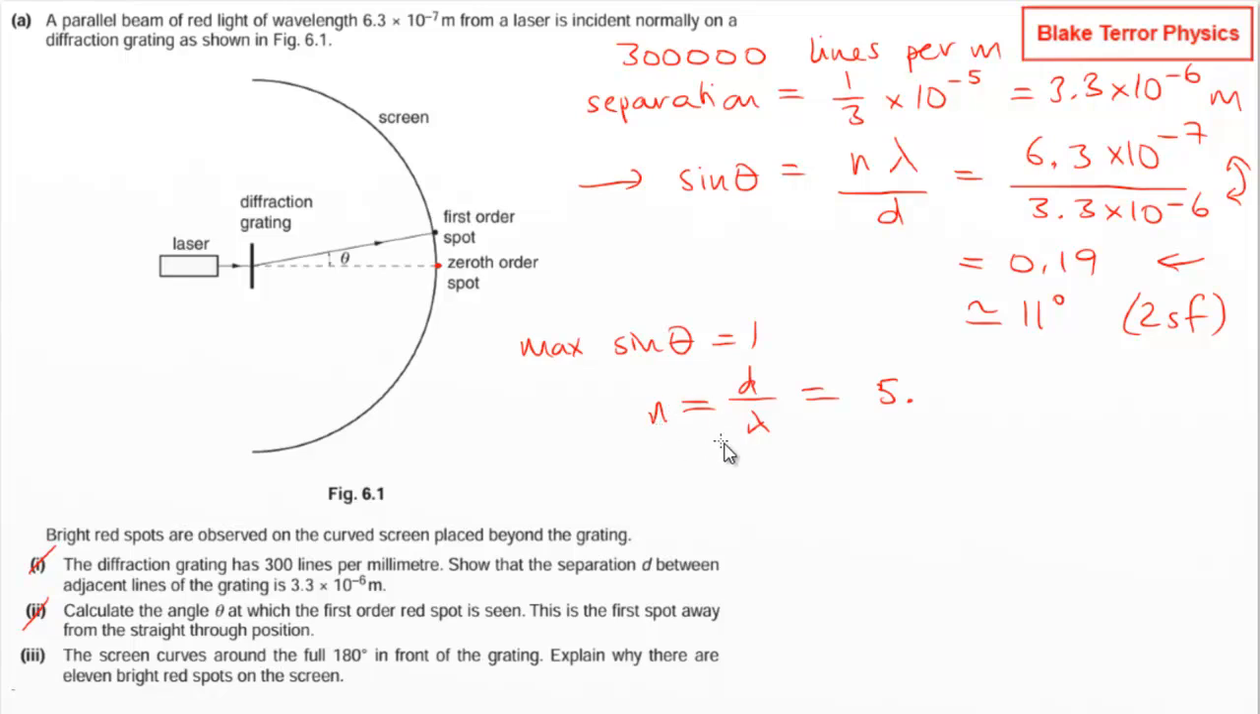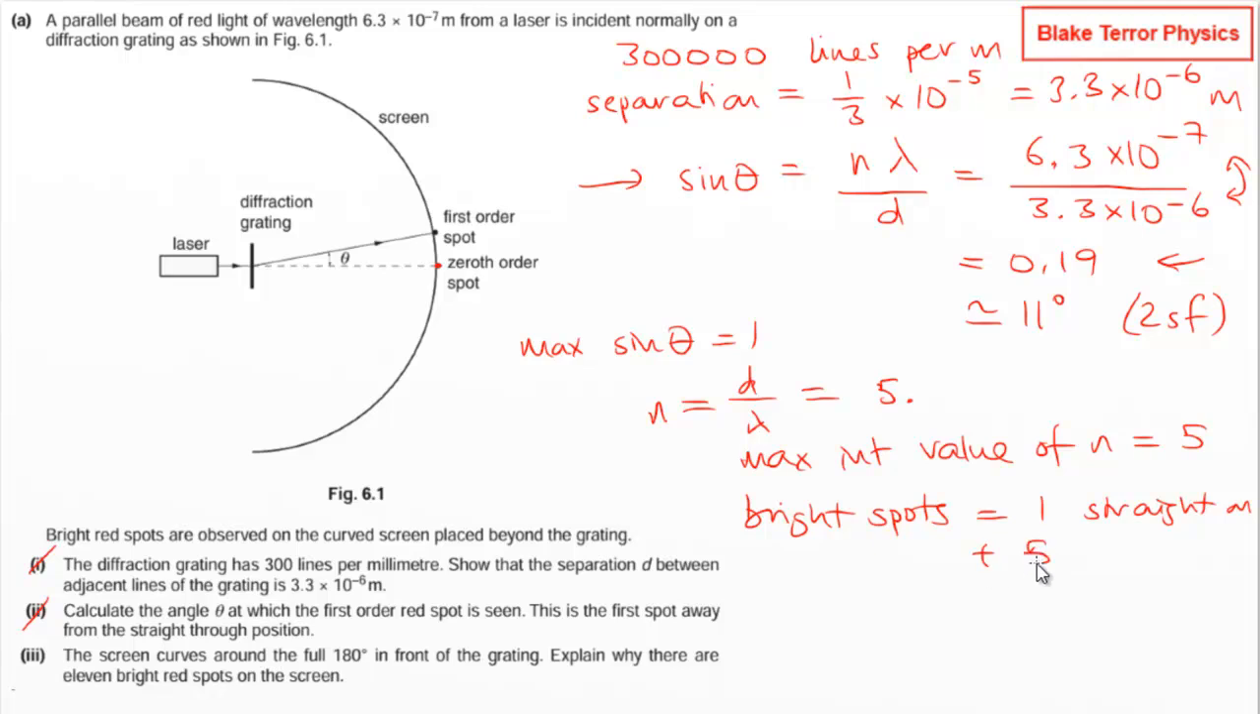So the maximum integer value of n is equal to 5. So that means we've got straight on and then 5 in either direction. So yeah, bright spots equals 1 straight on and then plus 5 up plus 5 down, which equals 11 spots. So that's good. Again, I think there's more of this one.